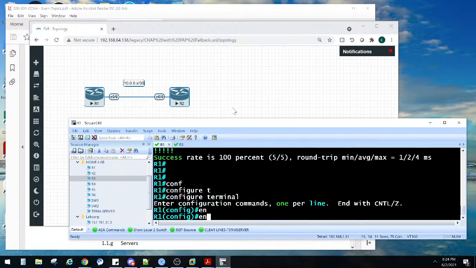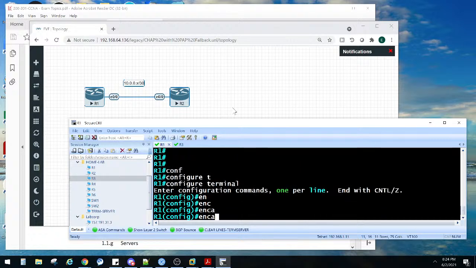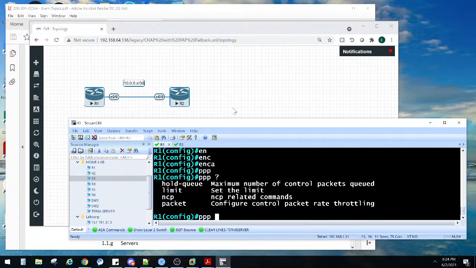So encapsulation, does it support it? Do we got to do PPP? Oh, there it goes right there. I was about to say, shit, my routers ain't got it too.